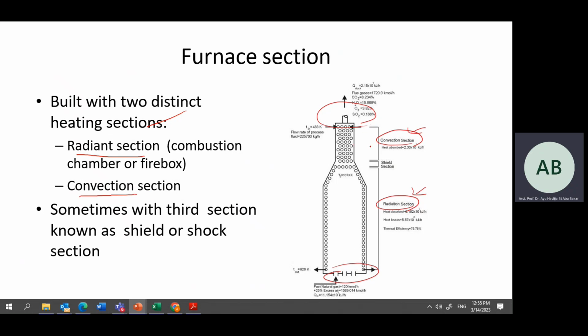Radiant section, this is the part where the combustion occurs. Then the convection section, this part. Bottom part is radiation, upper part is the convection. Sometimes they have a third section known as the shield or shock section. It depends on the design of the furnace whether you require this section or not.